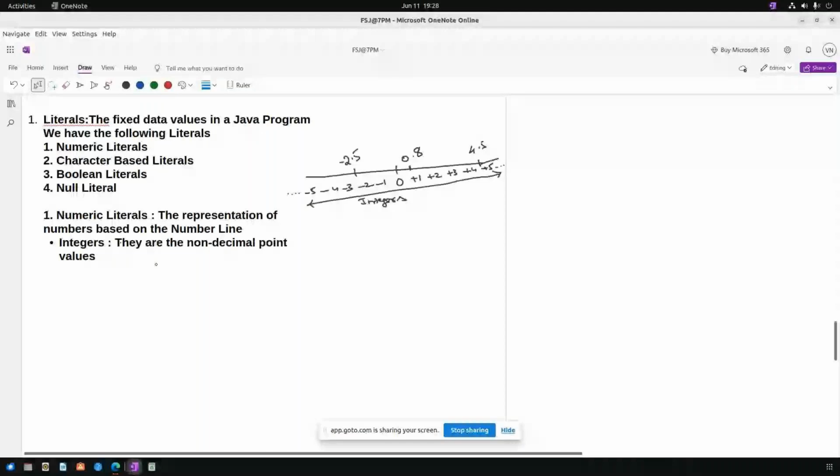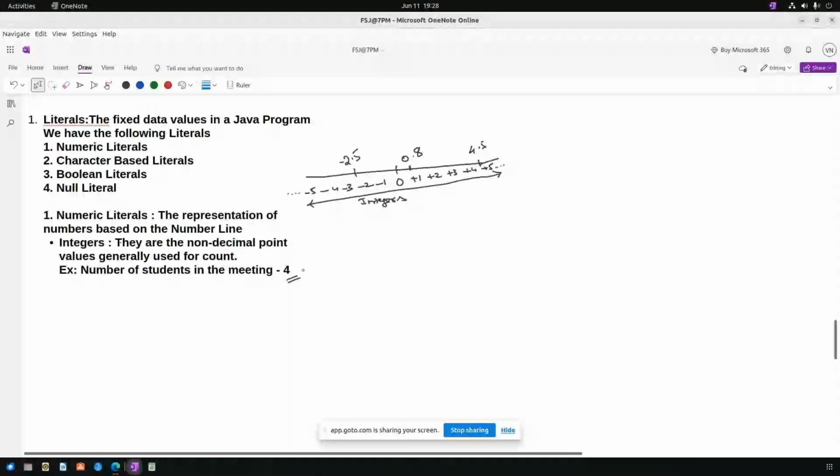Integers are generally used for count. Why am I saying count? For example, the number of students in the meeting. I will say 4. So what is this 4? 4 is an integer. The number of students in the meeting is 4.